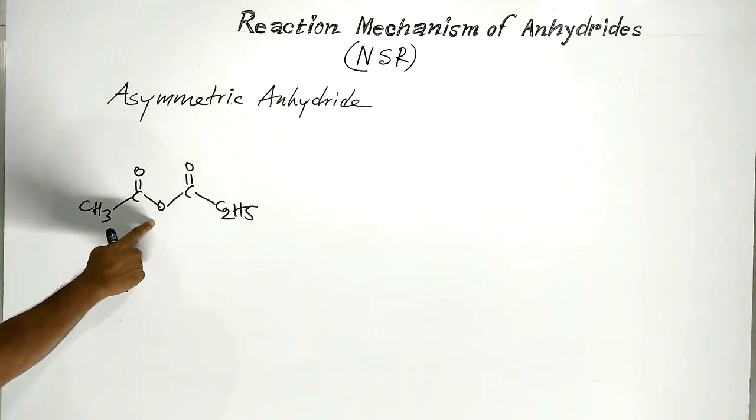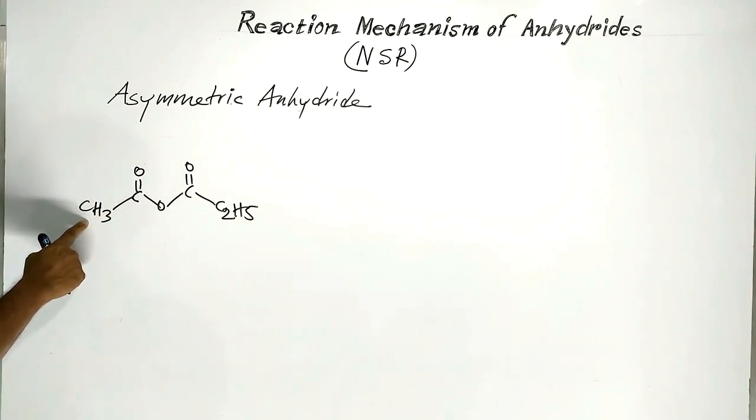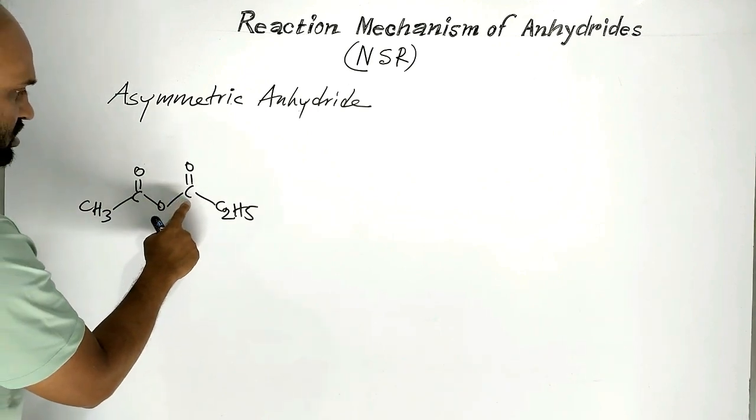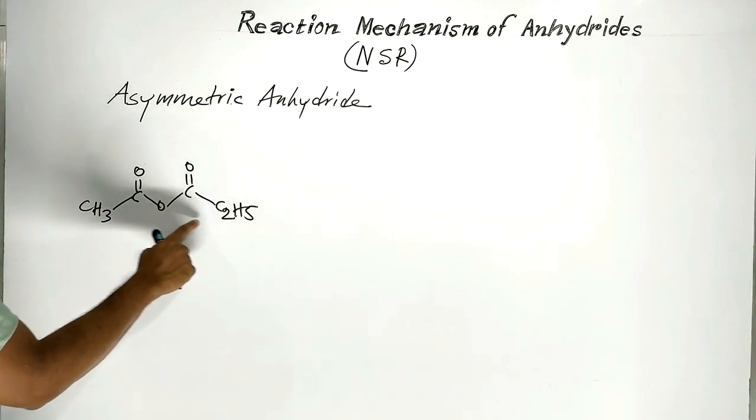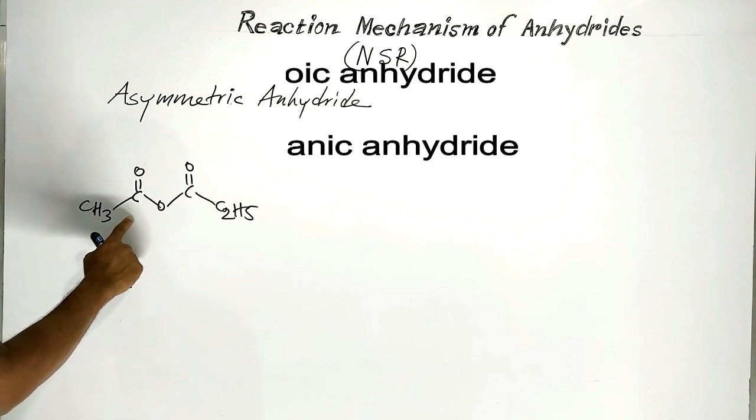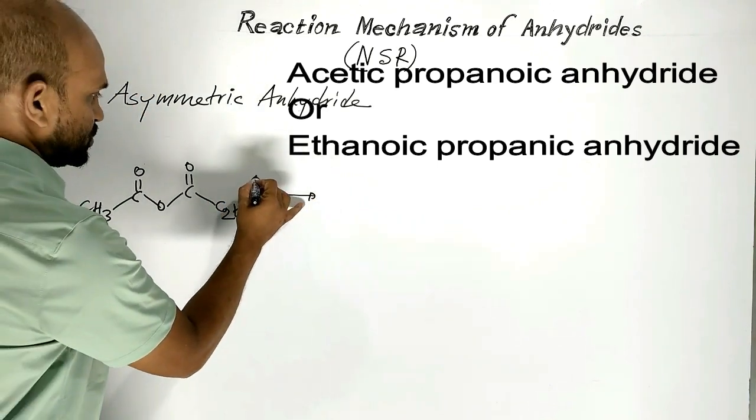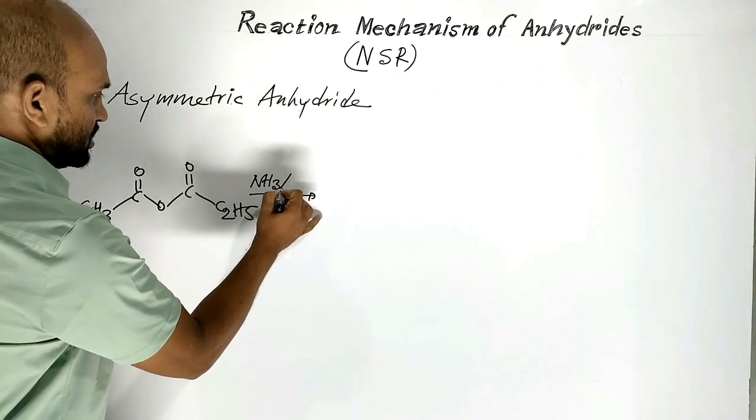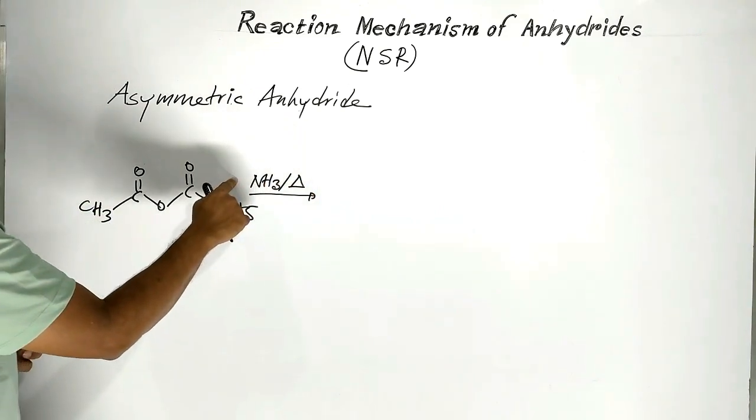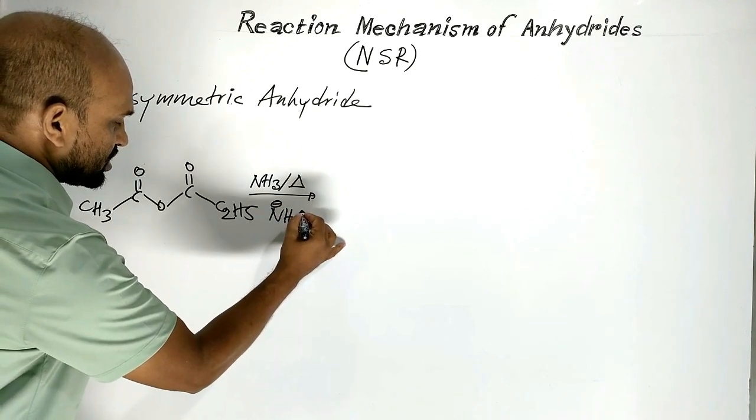This is a kind of asymmetric anhydride because this functional group carbon is bonded to a methyl group, but this carbon is bonded to an ethyl group. Based on this, it's an asymmetric anhydride. Its name is acetic ethanoic anhydride. When this is treated with ammonia in the presence of heating, ammonia splits in the way that we have learned already.